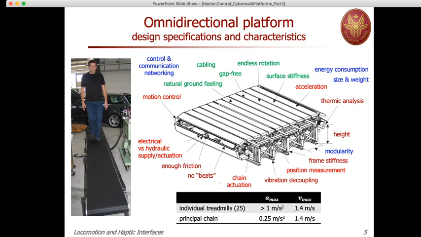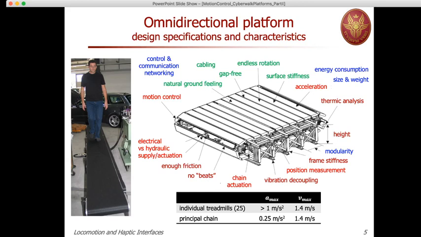There are other aspects which are important. Of course, thermal analysis is relevant if we would like to use this for some time. The green items are instead specifications that we like for the comfort on top of the platform.